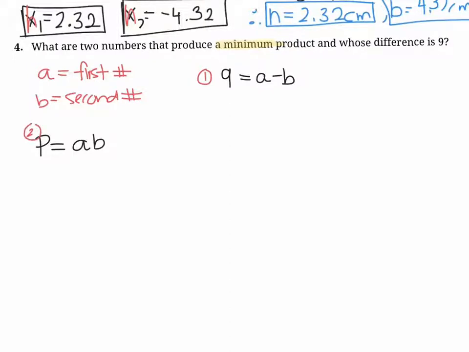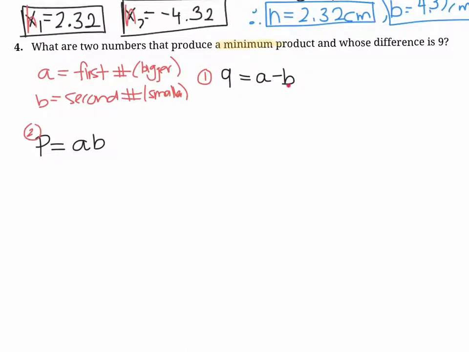Just as a side note, this only works if the a value is bigger than the b value. So I'm going to make a little note here. First number, I'm going to say that this is the bigger one and that this is the smaller one. That's how their difference can be 9. Now this looks like the example that we did before about the garden. We have to somehow get this guy into here.